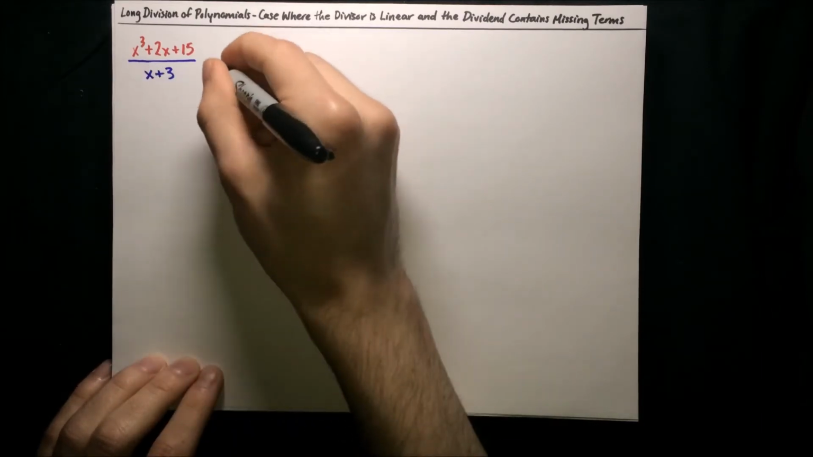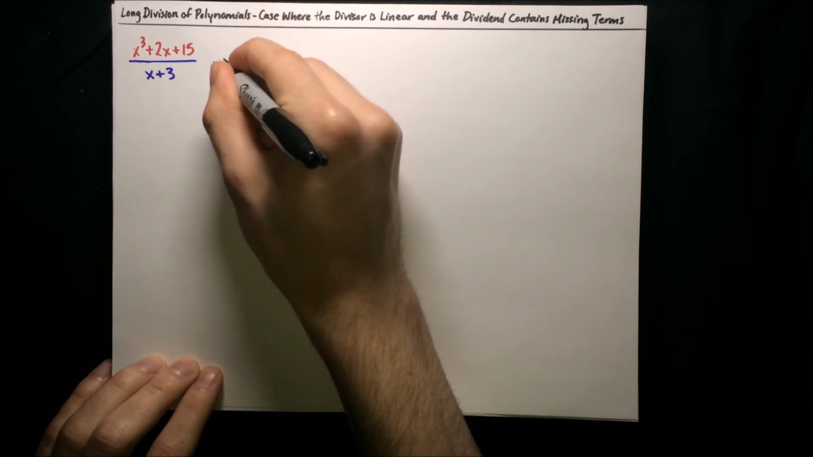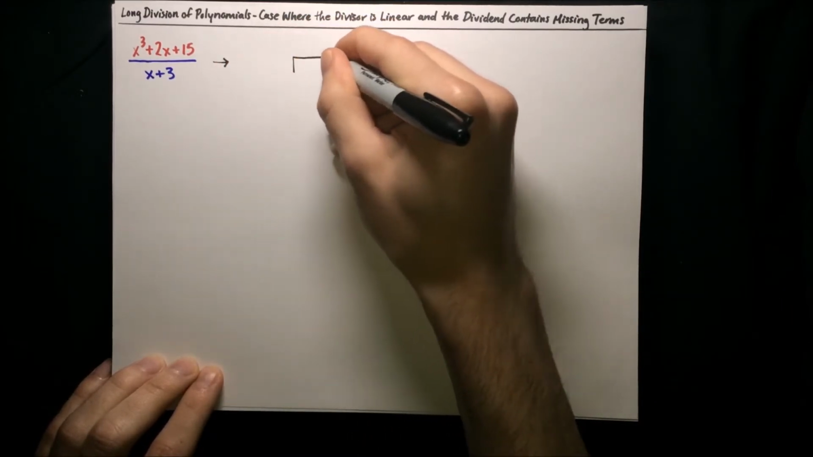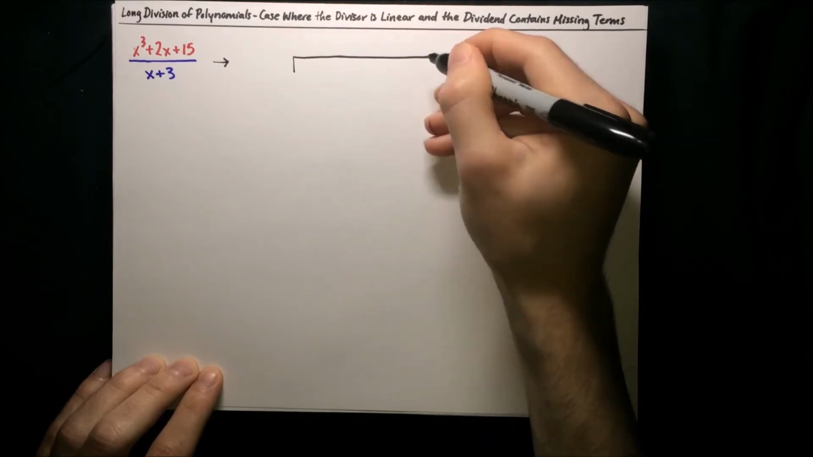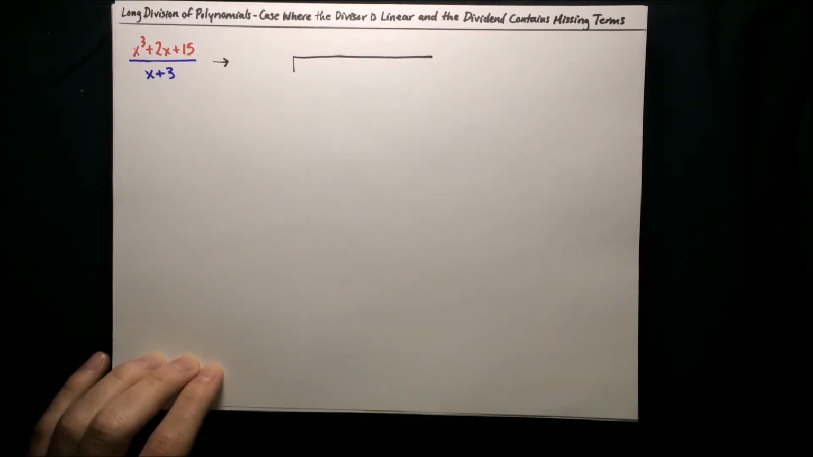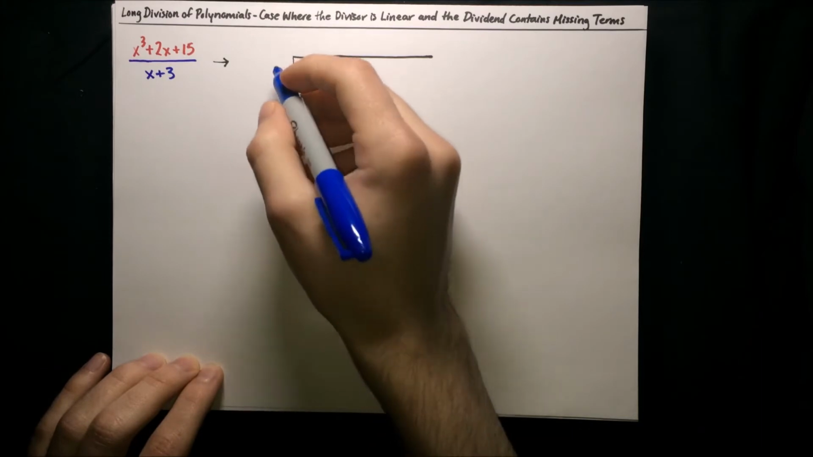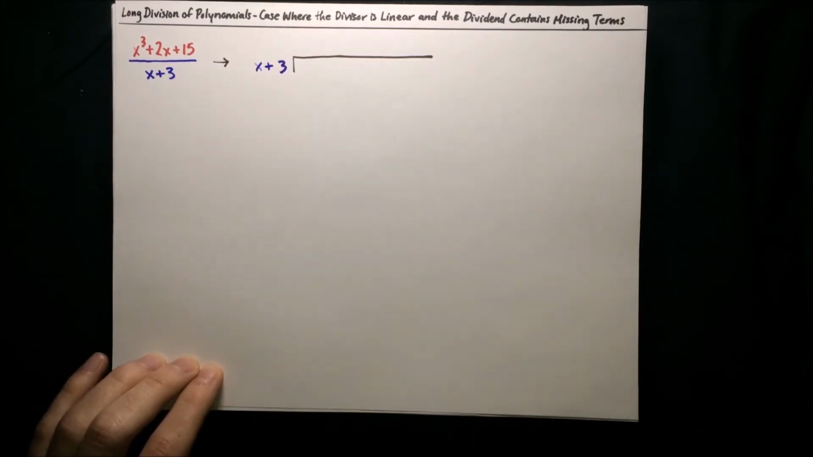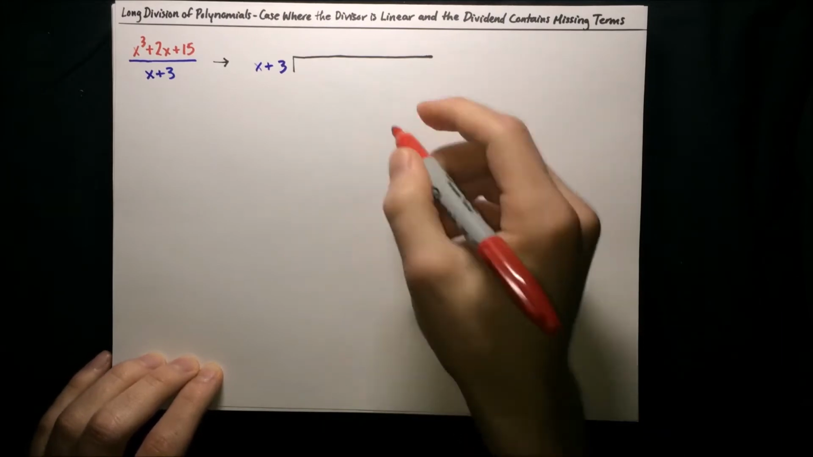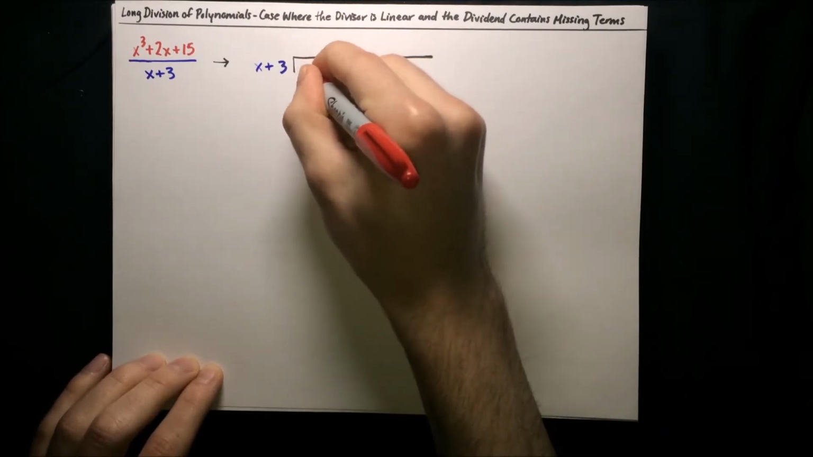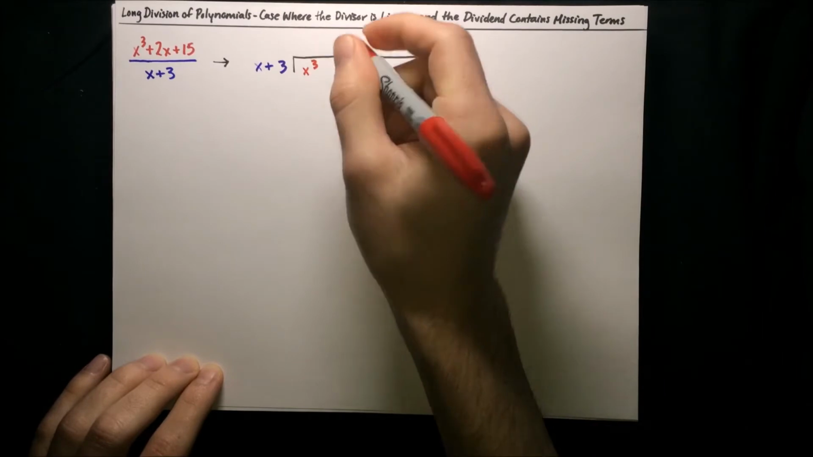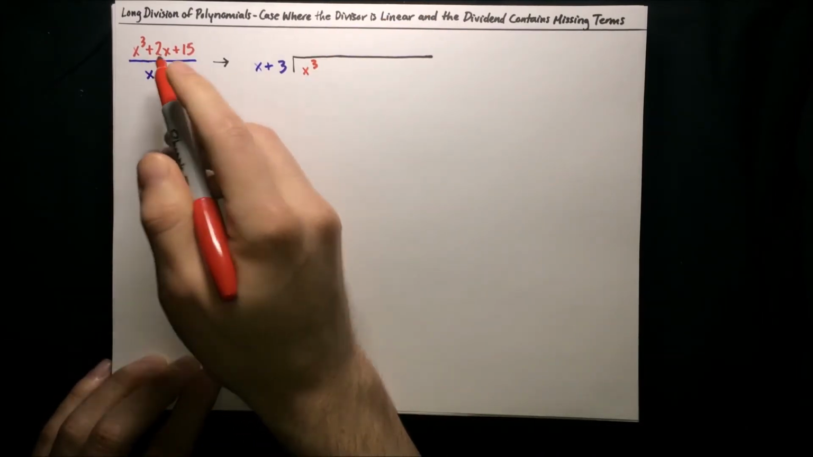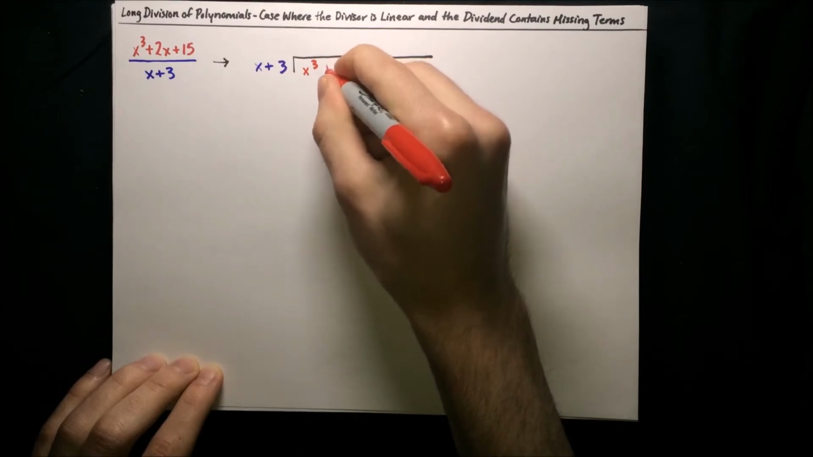Well, to start off, we're going to have a very similar setup as before. So we're going to draw our long division diagram here, and on the outside of the diagram, we'll put our divisor, we'll put our x plus 3, and on the inside of the diagram, we'll put our dividend. So we'll start off with our x to the third, but to address the missing x squared, we need to write down a 0 x squared term here.